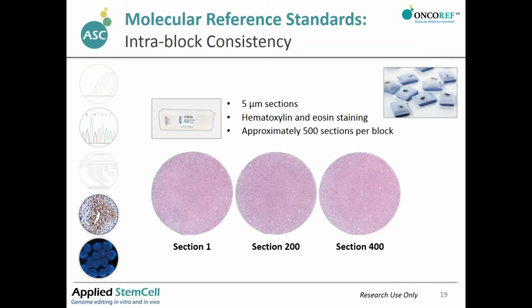And here I'm showing 3 different slices from within that block. So typically from our FFPE blocks, we can get about 500 5-micron sections. Here I'm showing a section from near the top of the block, section 1, a section from near the middle of the block, section 200, and a section from near the end of the block, section 400. With these, you can see again that we get very good consistency of our cell packing density across the entire block, both in the radial direction as well as throughout the cylinder.